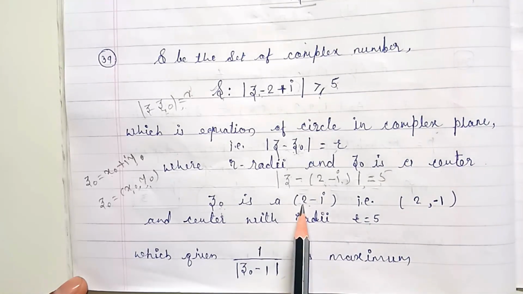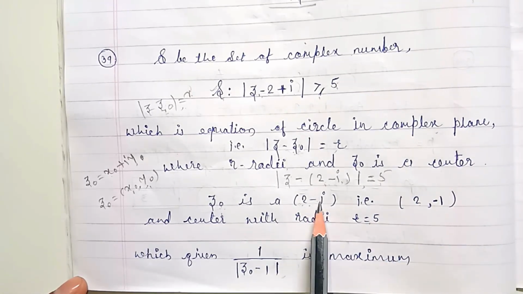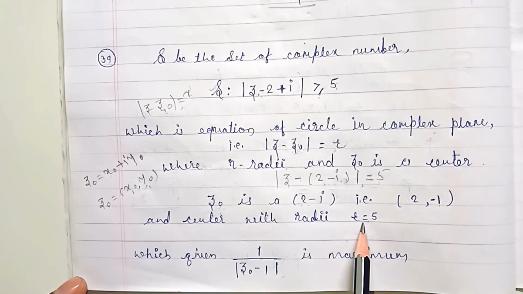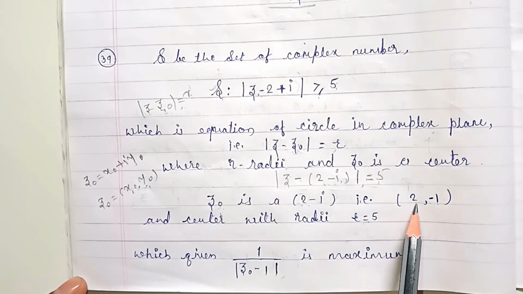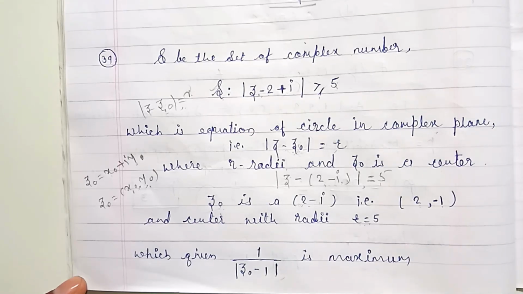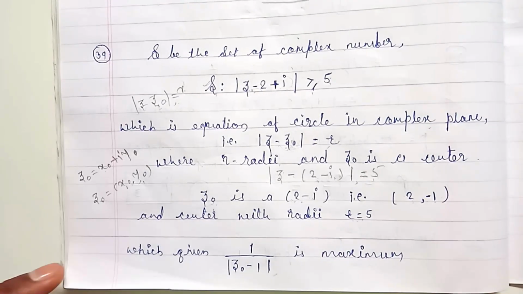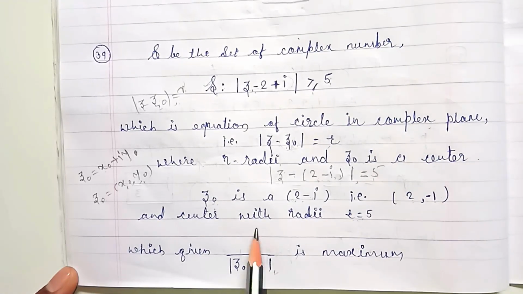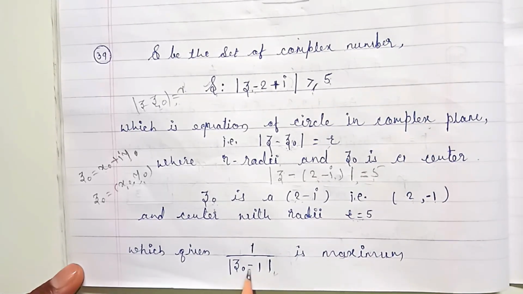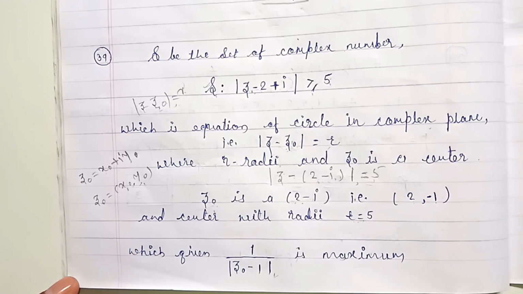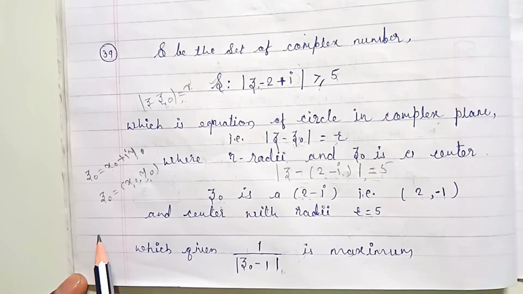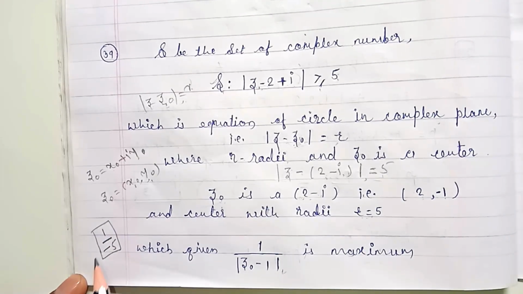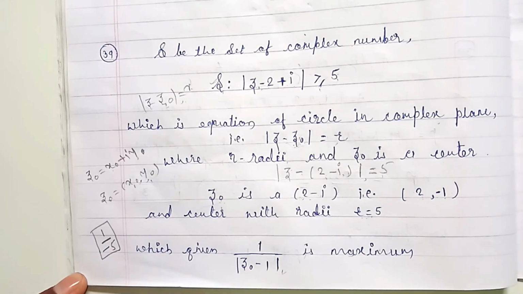If we write the x and y coordinates, x is 2 here and y is negative 1. So x is 2, y is negative 1, and the radius is 5. The center of our circle is (2, negative 1), and the radius is 5. One more condition we are given: 1 upon |z0 minus 1| is a maximum. If 1 upon |z0 minus 1| is a maximum, can we write |z0 minus 1| as a minimum? If I write 1 upon minus 5, it contains the maximum value.